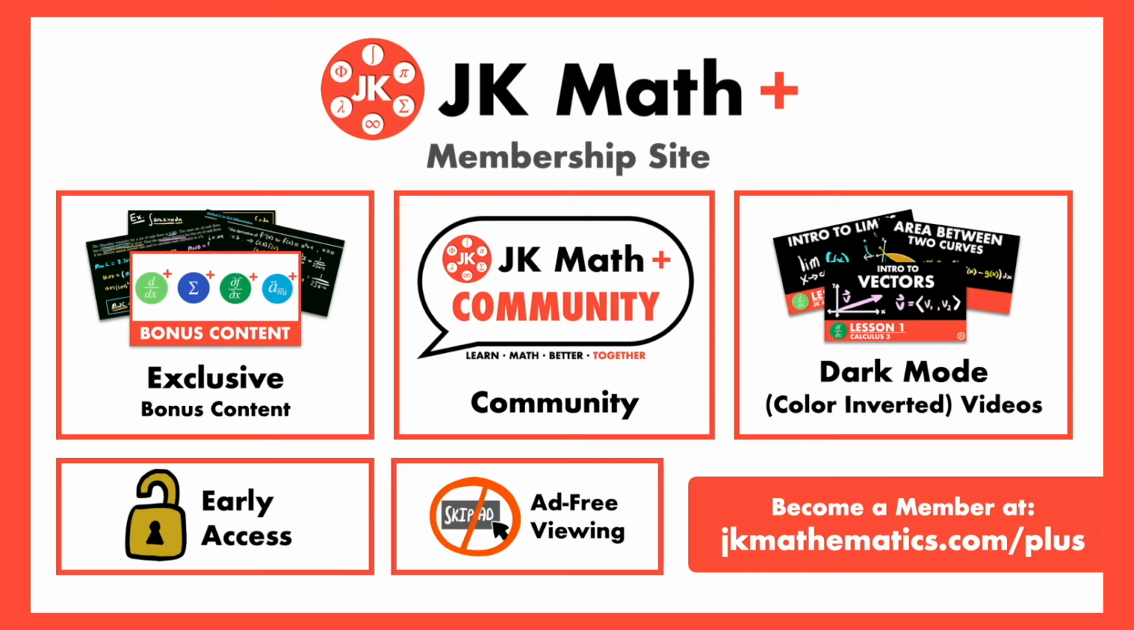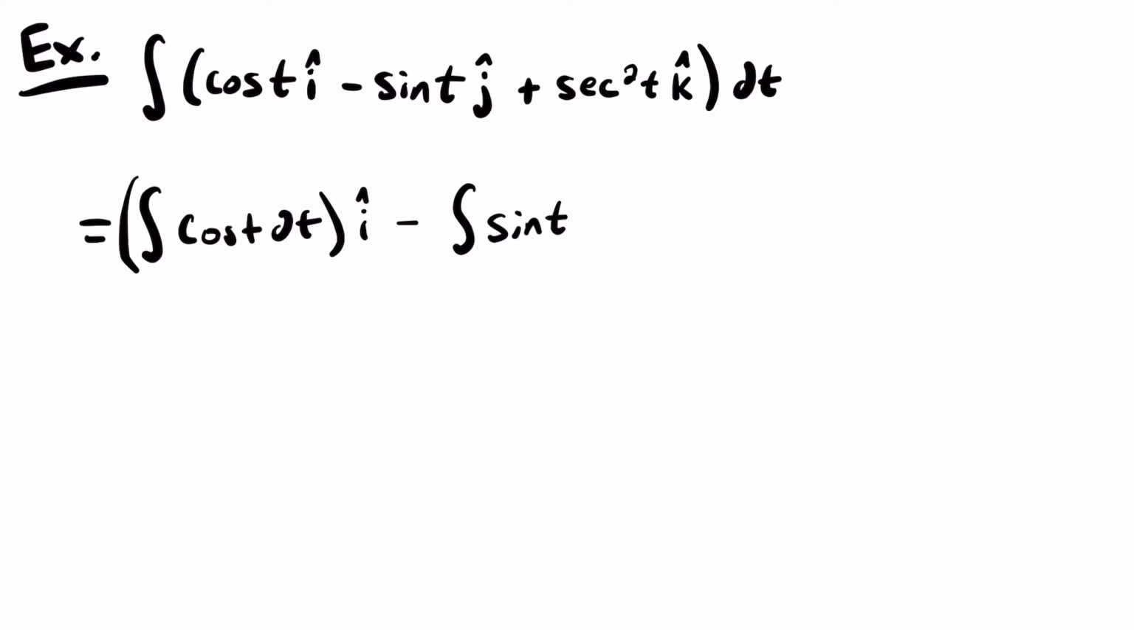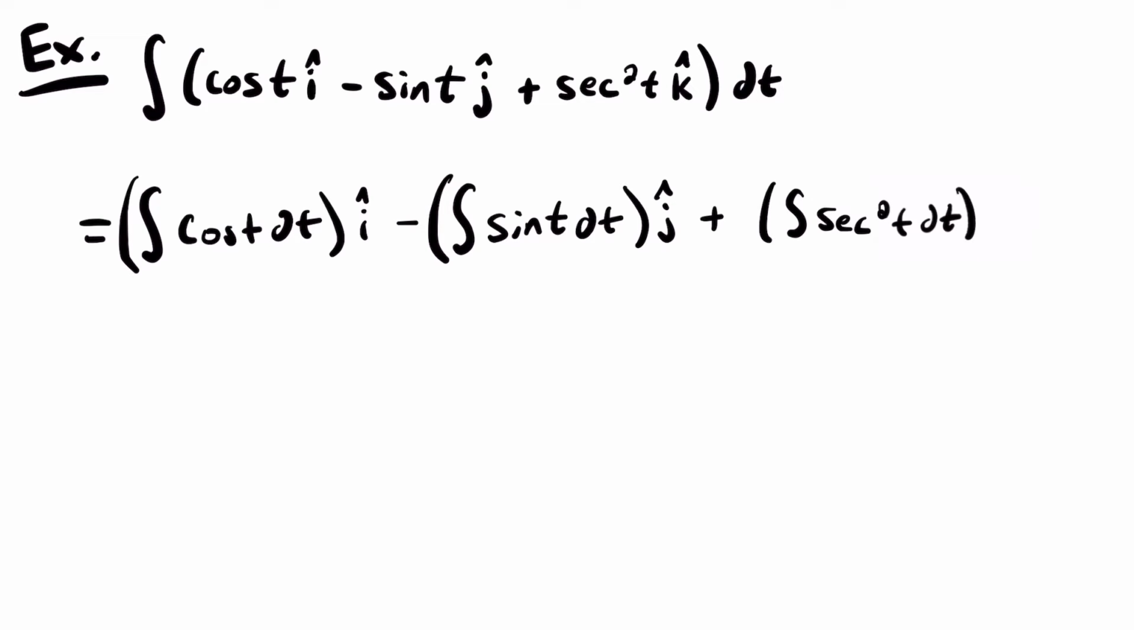But for now, let's get back to the lesson. Here we have another indefinite integral, specifically the integral of this vector function with components of cosine t, negative sine t, and secant squared t. All right, so if we integrate this vector function, we will have the integral of cosine t dt times i minus the integral of sine t dt times j plus the integral of secant squared t dt times k.